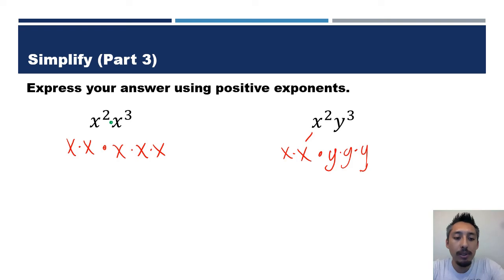Back to the first example. X times x times x times x times x. No one has time for that. This is the same thing as saying x to the power of 5. That's so much easier. X is being multiplied by itself 5 times. That's what the exponent means.